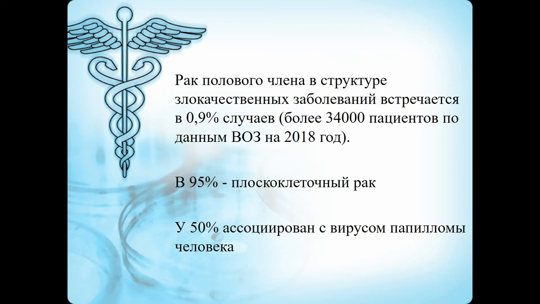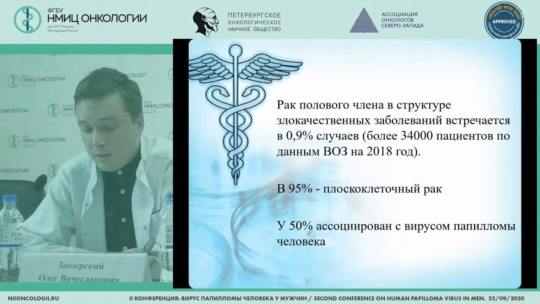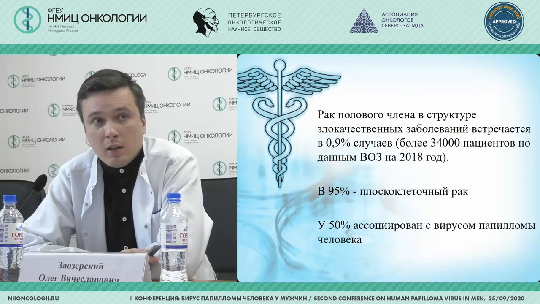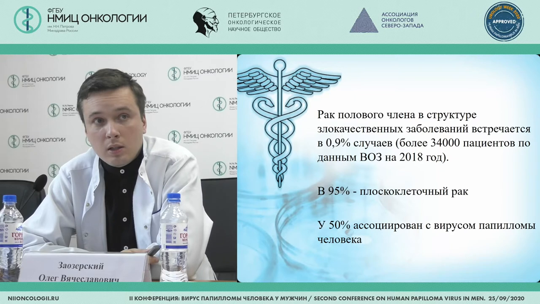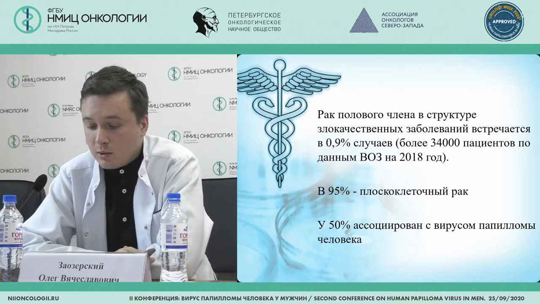I will start with general information: penile cancer within the structure of malignant diseases accounts for 0.9%. This is more than 34,000 patients by WHO data in 2018. In 95% of cases it's squamous cell carcinoma, and 50% are associated with HPV.